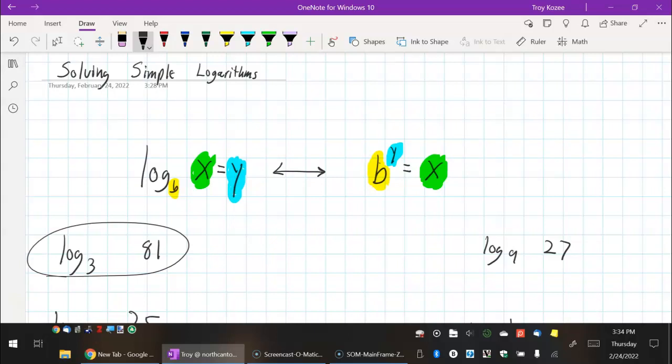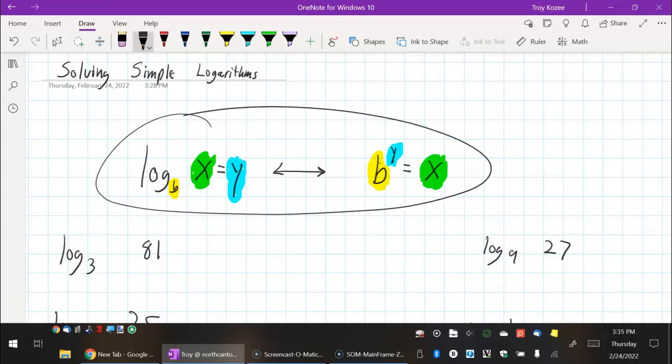Until you can get there, we're going to use this conversion. For a long time, our default strategy is going to be taking a logarithm and rewriting it as an exponential, because you guys have some experience with solving exponential equations now. So if I convert a log to an exponential, you should have some tools that you can use to solve it.